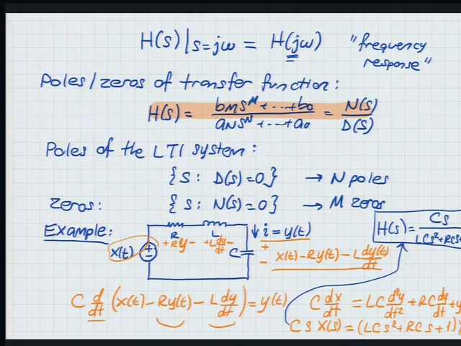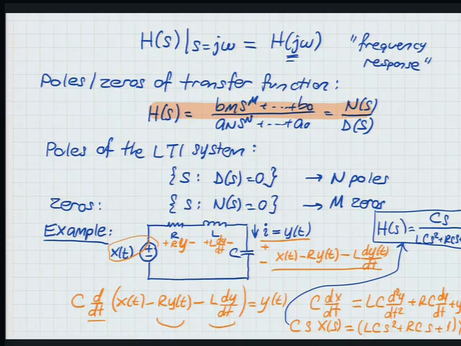Order means, what is the largest derivative of the output that's involved? So in this case, it's 2, right? So that really translates to the order of the denominator polynomial. So in the denominator, we have s squared, so we call this a second order system. Okay? If you had seen an s cube in there, you would have called it a third order system. All right.